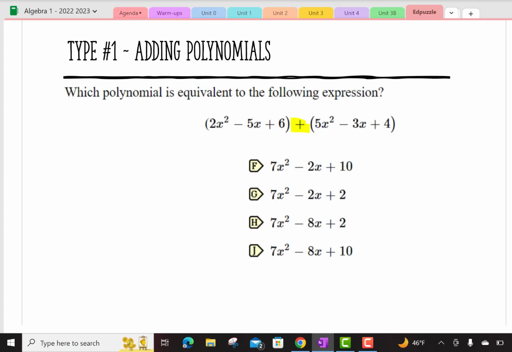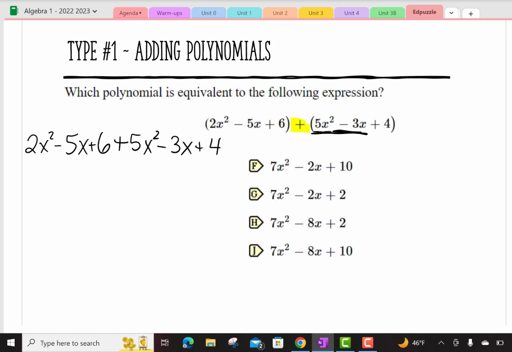All you have to do for this type of problem is eliminate the parentheses. Para este tipo de problemas, solo necesitas eliminar los paréntesis. So we have 2x squared minus 5x plus 6. For the second group, it's the same, just need to copy it, right? El segundo grupo es igual, solo necesitas copiar. So, por ejemplo, for example, 5x squared, that's positive, so it's positive 5x squared. The next group is negative, and 4 is positive.